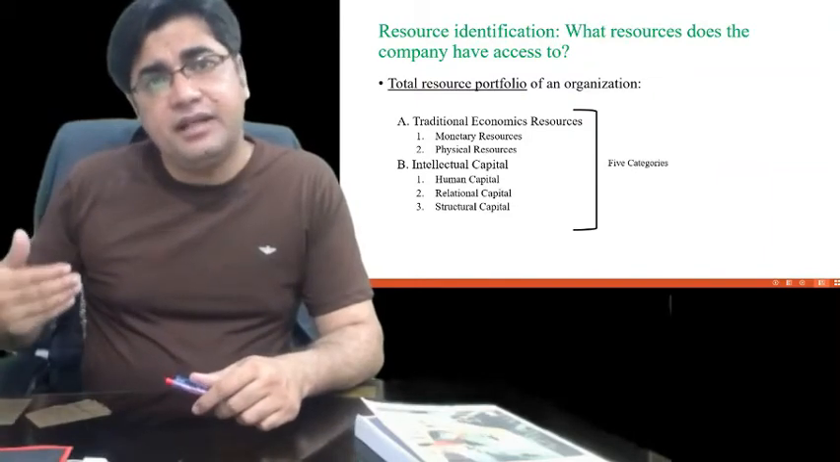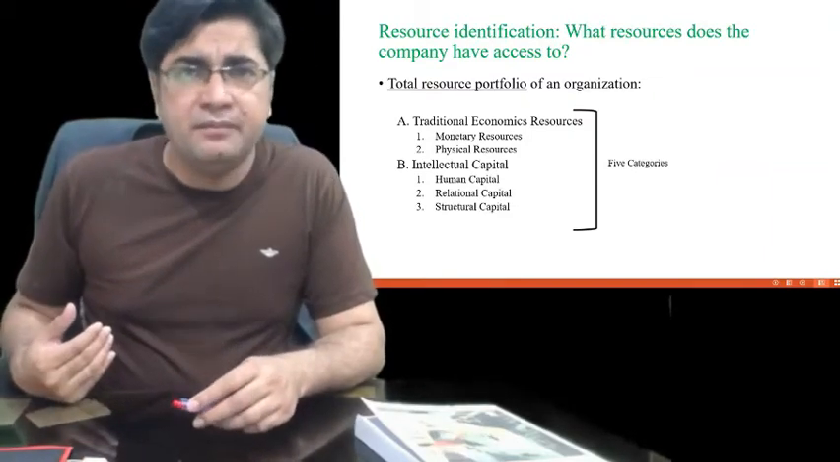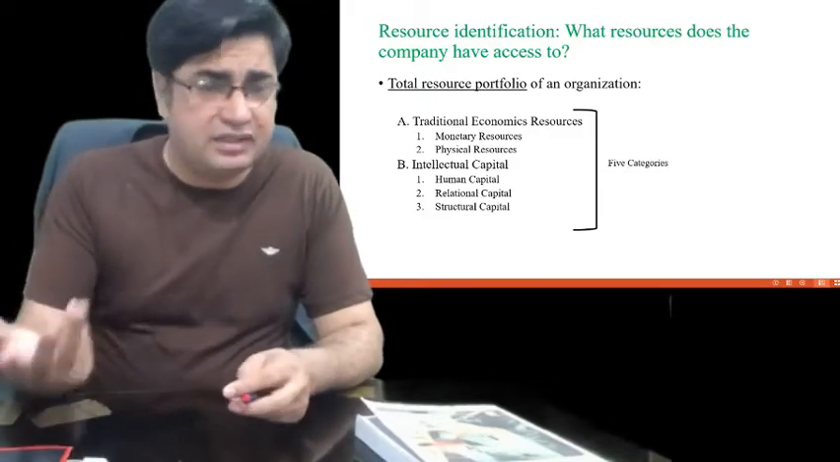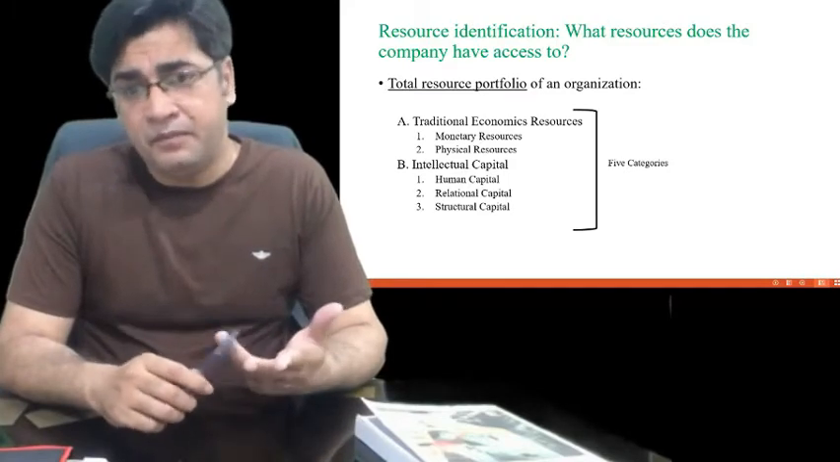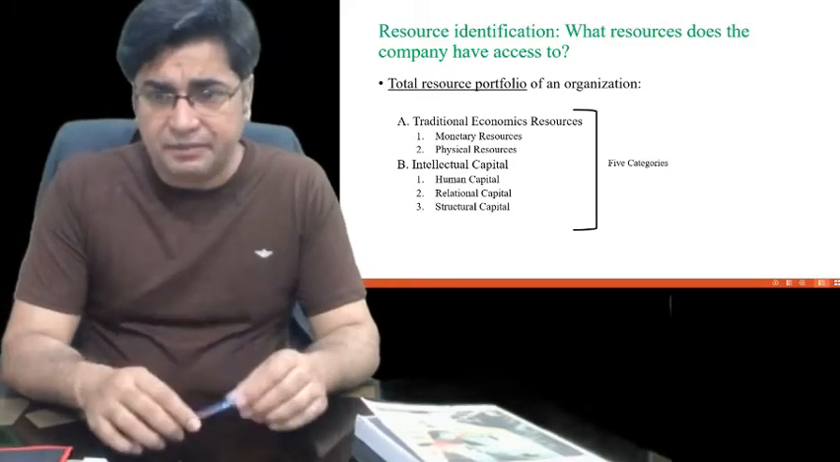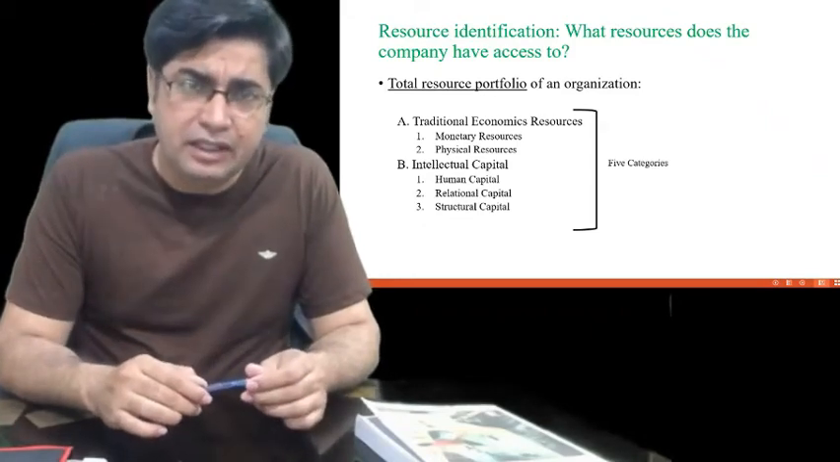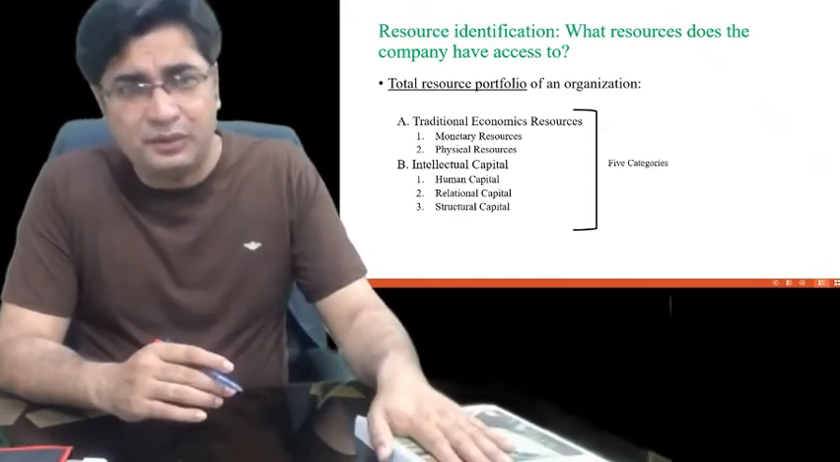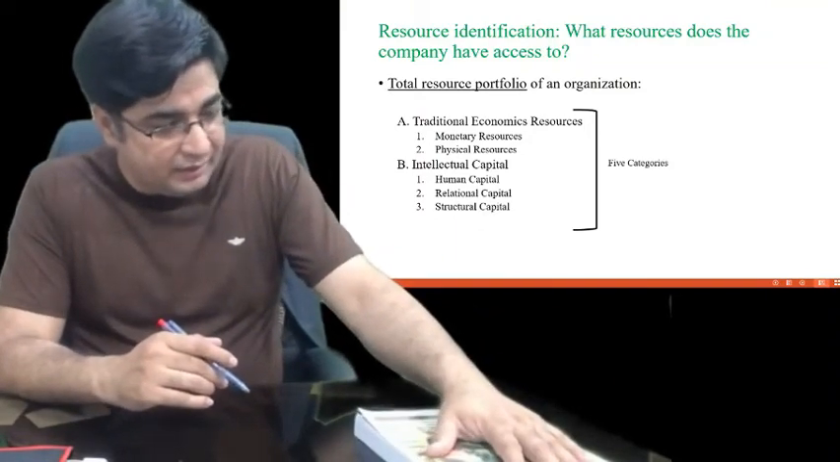And then comes the intangible resources category, which we call intellectual capital, or the intellectual resources, which I told you comprise three things: human capital, relational capital and structural capital. So if you ask the authors of this book, in fact there are three authors, Roos, Pike and Lisa.